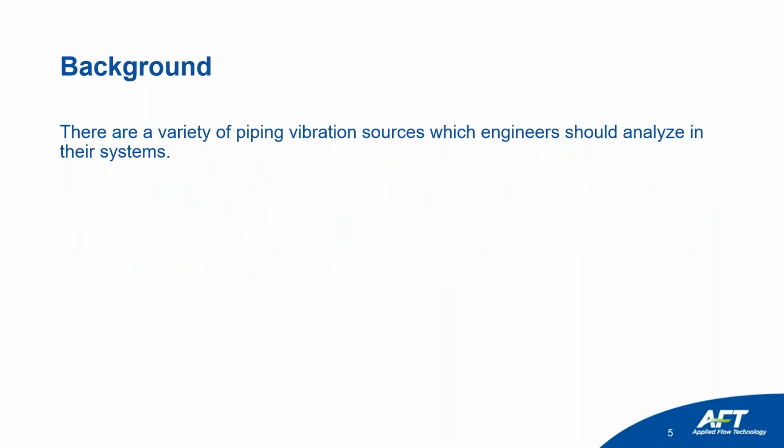So a little bit of background. There are a variety of piping vibration sources which engineers should analyze in their system. Once you do the steady state analysis of your hydraulic system, you should consider analyzing the transient response to a transient event of your system, such as pump trip, pump startup, valve closure, relief valve open, etc. And why this? Because basically, to consider your hydraulic system safely designed, hydraulic transient response should be considered.